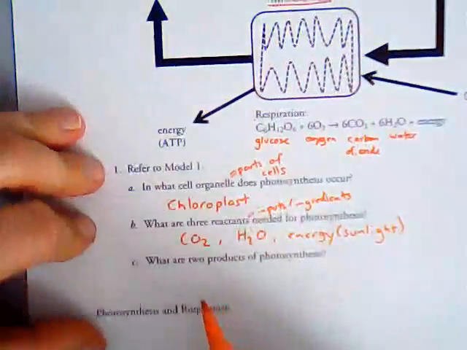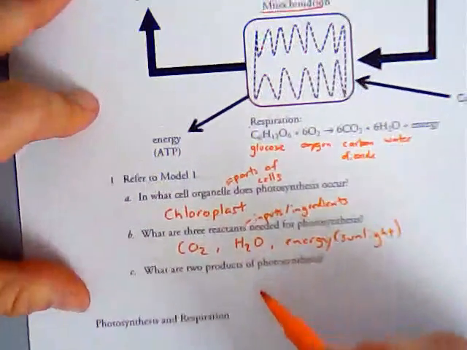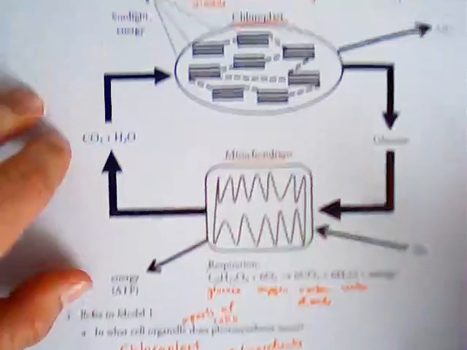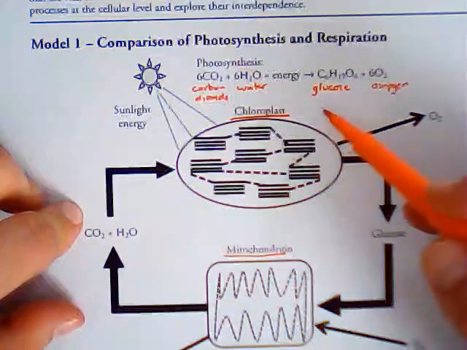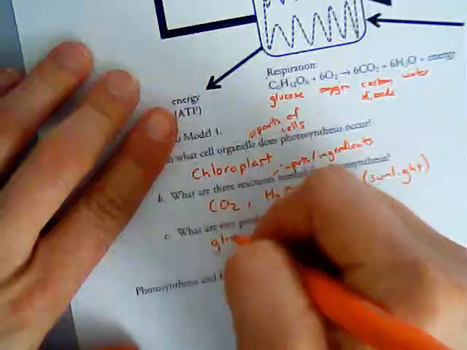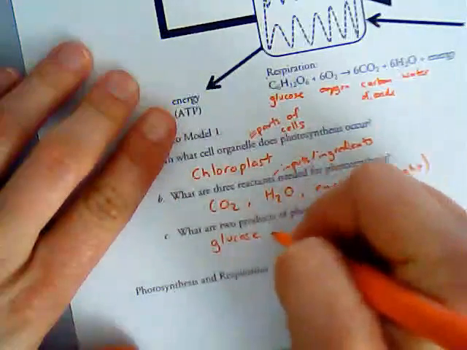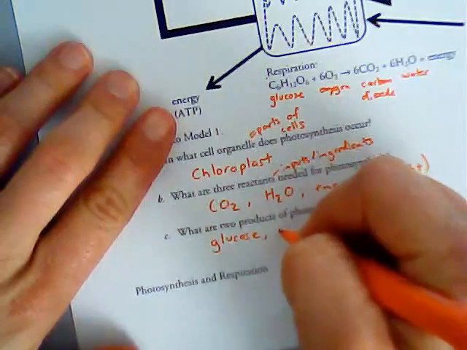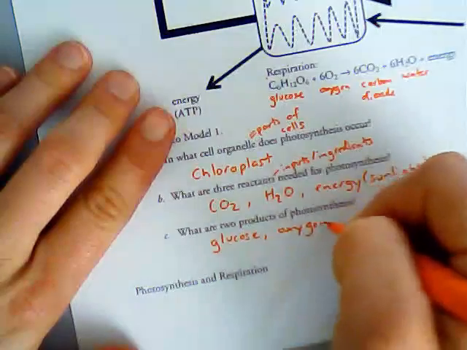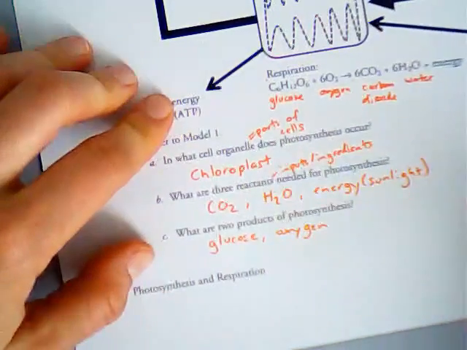Perfect. And what are the 2 products? The products are the things that I'm making. So if I go back again, I'm making glucose and I'm making oxygen. So that's what I'm recording there. Glucose and oxygen. Again, however you get them down, that's fine, okay?